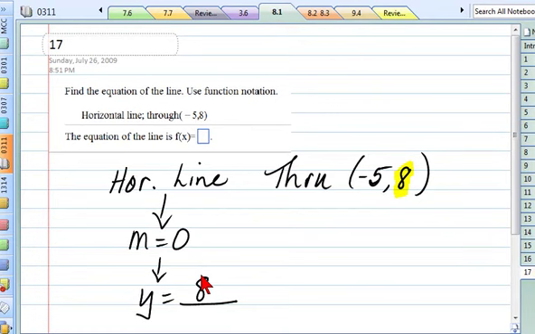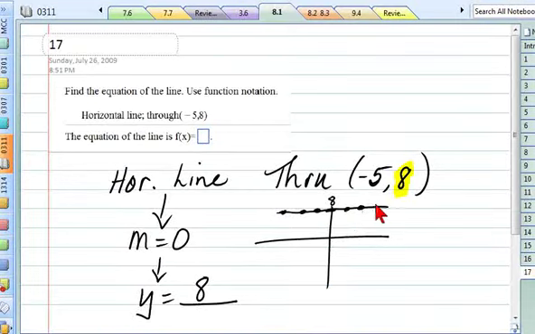What happened to the -5? We totally ignored it. We don't need it because this line, which is a horizontal line, is cutting through the y-axis at 8, every point on it is something, comma, 8. And so -5 is just one of an infinite number of values. It's irrelevant because it said y equals. So I only took the y value from the point.